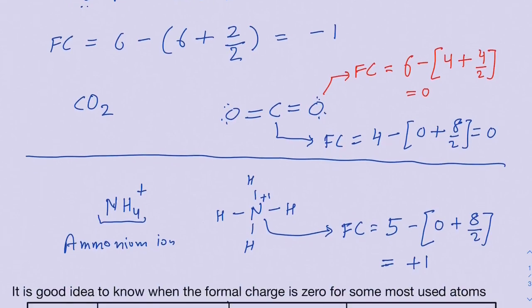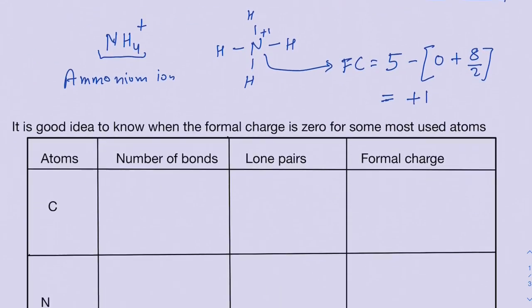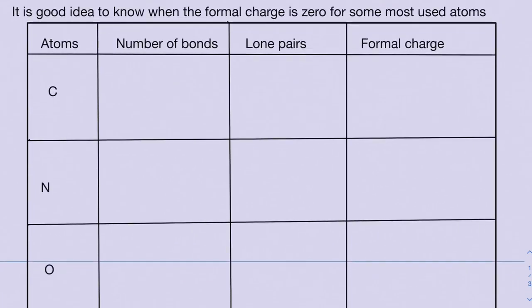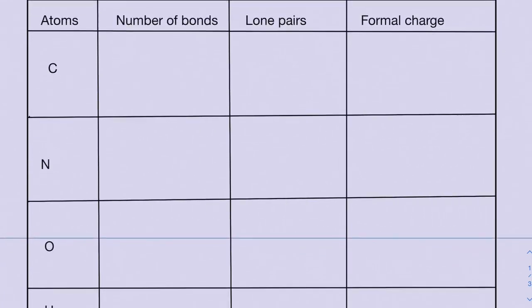Okay, it's usually a good idea to know the formal charges of some of the most commonly used atoms. It's going to help you a long way in Gen Chem, and most importantly, it's going to help you a long way when you take organic. Let's focus on carbon. If carbon has 4 bonds, that could be 4 single bonds, or 1 triple bond, or 2 double bonds, as long as it makes a total of 4 bonds with no lone pairs, then the formal charge is going to be 0.